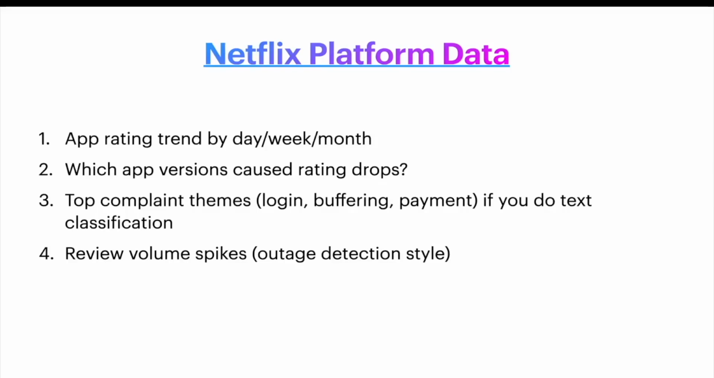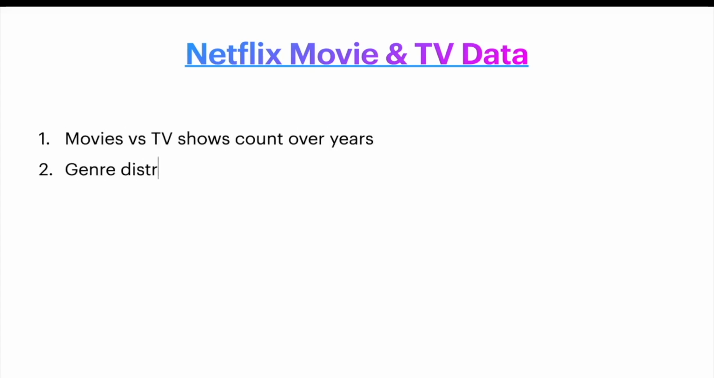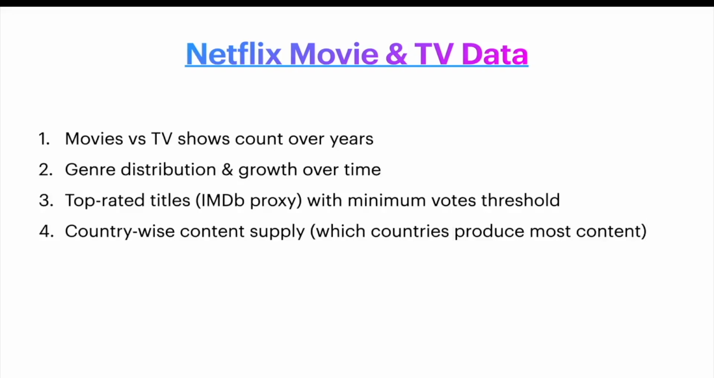The next one, Netflix movie and TV related data. This data, we are all familiar with, right? You might see the number of movies in a given year, how many movies they have released, what styles of movies they have released, what the top rated movies are, how each country is producing the movies, and which movie is the most rated, most watched, popular movie in the movies list, right?